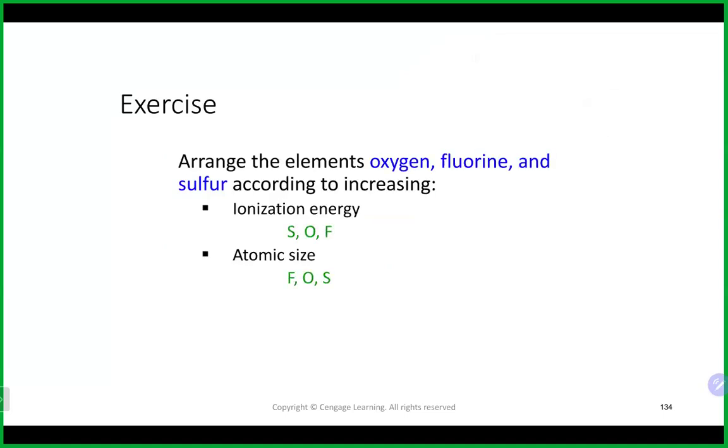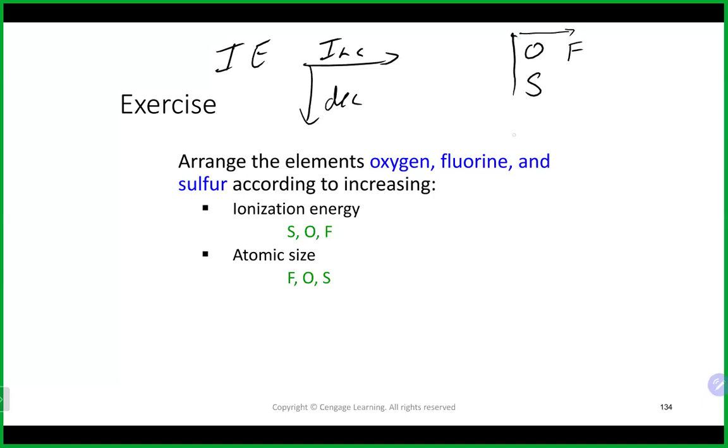So we want to arrange these in increasing ionization energy. If we look on the periodic table, sulfur, oxygen, and fluorine is their arrangement on the periodic table. And if we're looking at ionization energy, again, it increases as we go up and to the right and decreases as we go down and to the left. That means in this particular case, we would be increasing in this direction. So we want to go from lowest to highest, so increasing up and to the right. So it should be as it is there: sulfur, oxygen, and fluorine is the proper order.